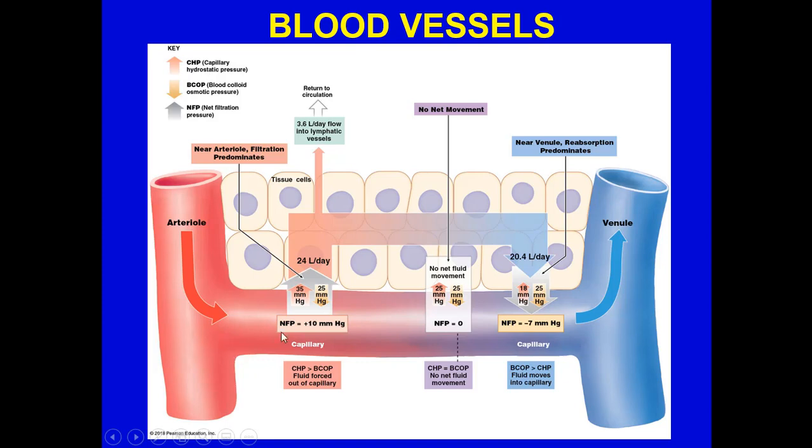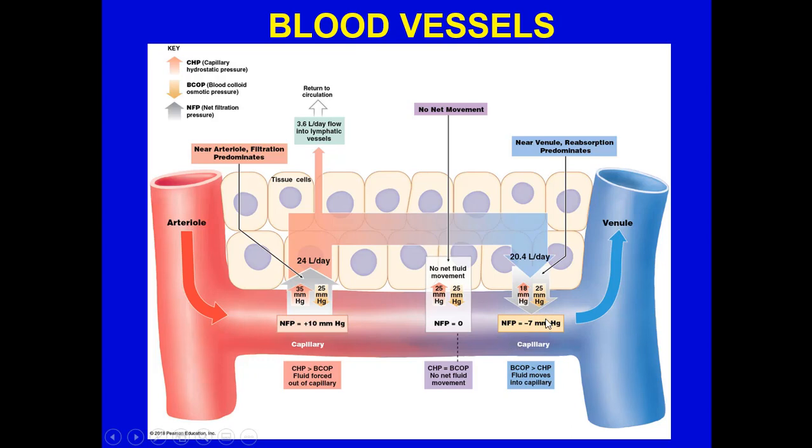If CHP is greater than BCOP, you have a positive NFP, which means fluid leaves the capillary, goes into the tissues. If BCOP and CHP are equal, then there's no real net fluid movement. If BCOP is greater than CHP, then you're going to have an NFP that's negative, which means that fluid is going to start rushing back to this side of the capillary.